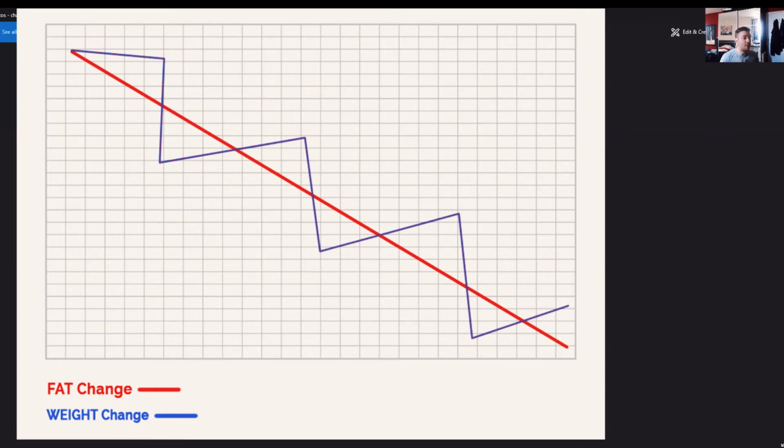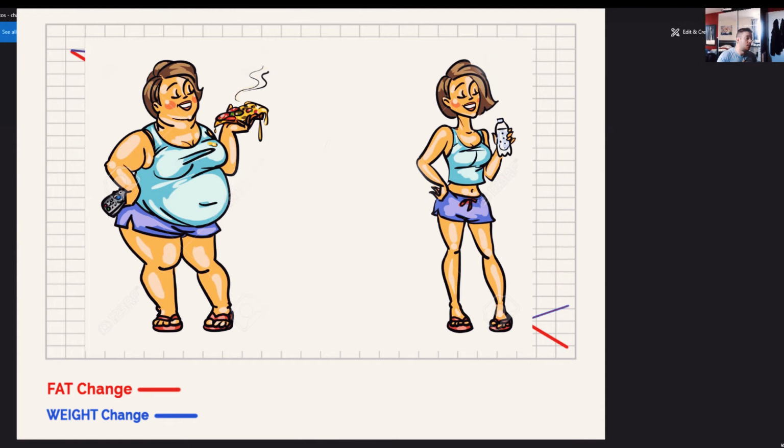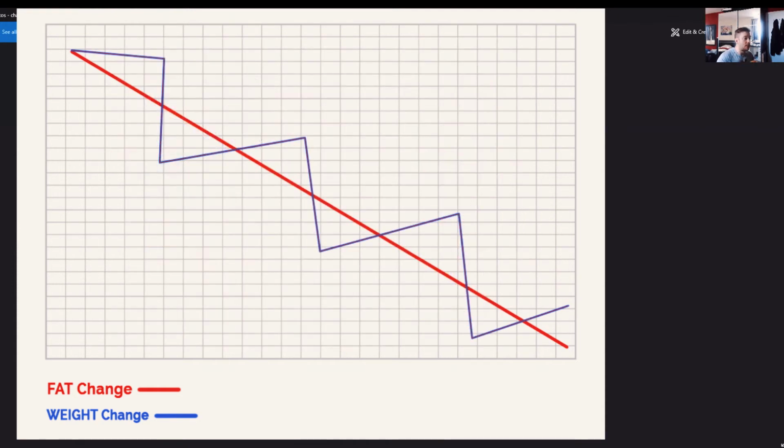We need to be aware of that and not let it affect our motivation, because what we want, like I said again, is to look smaller. So ignore the short-term things, look at the long-term, weigh yourself less often, and use the other measurements as well.